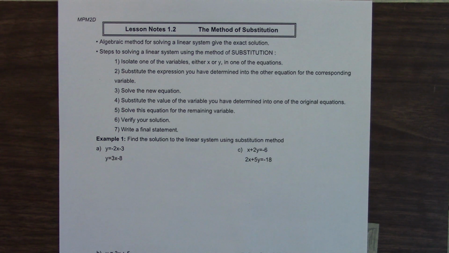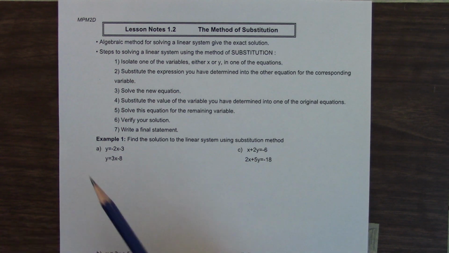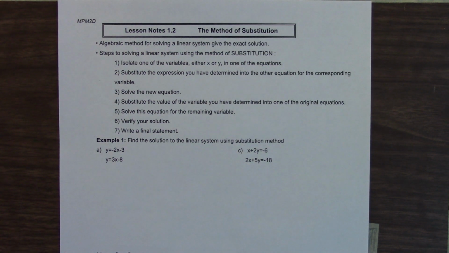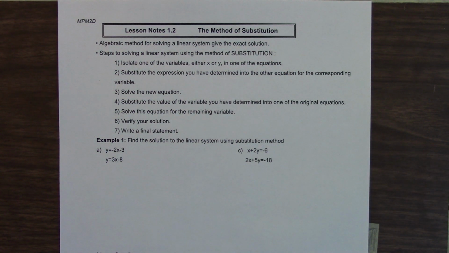Step 2, we'll substitute the expression you have determined into the other equation for the corresponding variable. So we isolate one variable by itself, and then we substitute it into the other. Number 3, we will solve the new equation. That's the big one. Number 4, we substitute the value of the variable that you determined into the original equation. We can pick either one. So we take the value for x or y, whatever we solved for, and sub that into the other equation, and we get the other variable. Finally, we'll solve this equation to find the remaining variable.